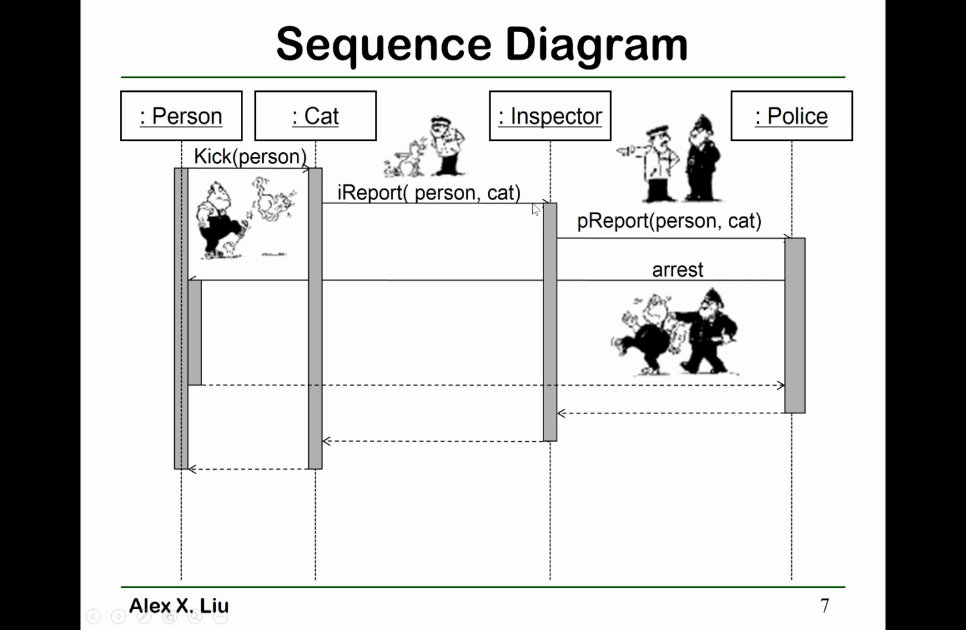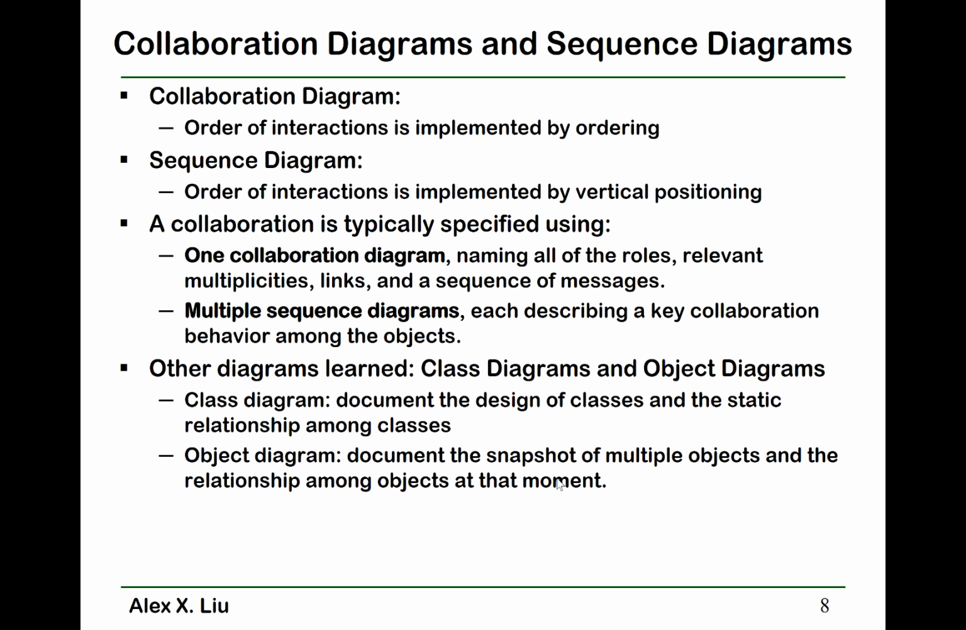The cat will report to the inspector. All right, and then the inspector reports to the police. Then the police arrest the person, and then this arrest returns, and then this report to the police returns, report to the inspector returns, and then kicks the cat returns. So this is a sequence diagram.